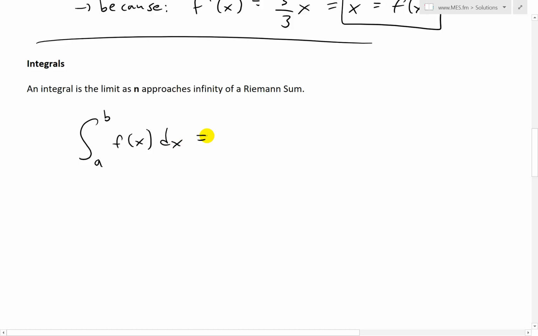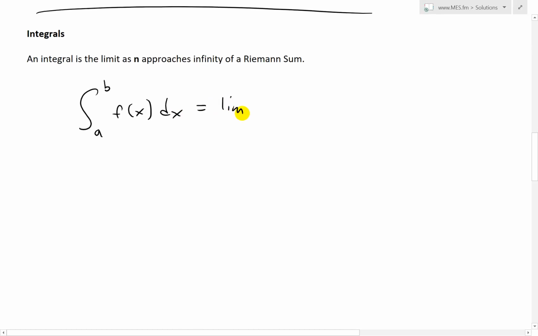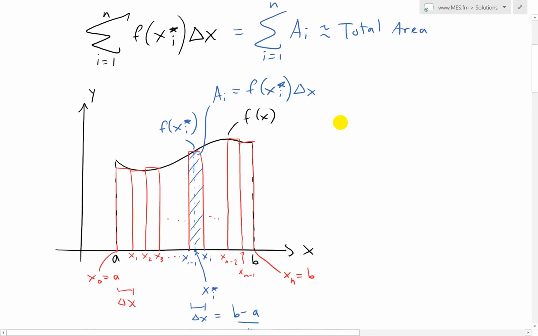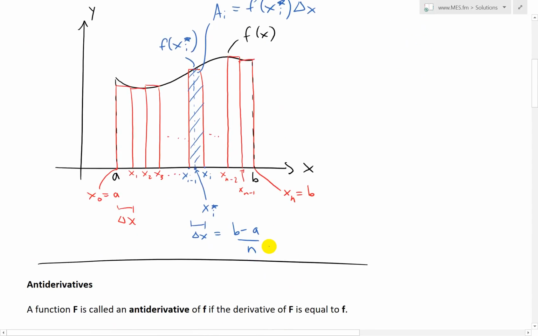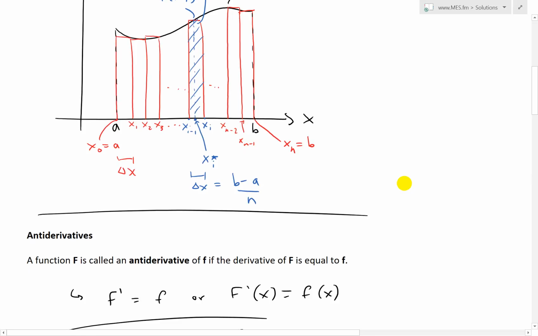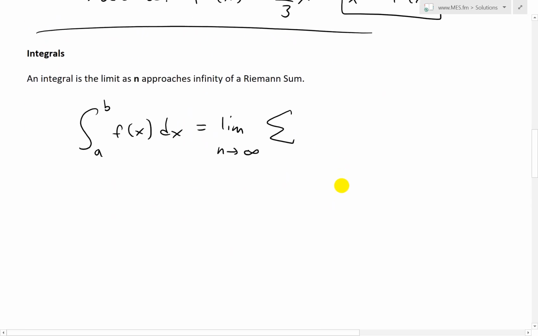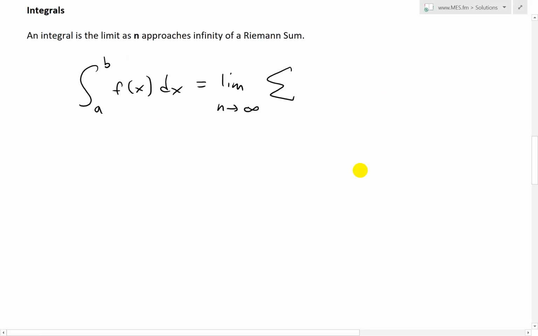This equals the limit as n approaches infinity. So again, you have an infinitely many number of rectangles. And since you're dividing by n, an infinite amount of rectangles, then you're going to have an infinitely small delta x to fit in this infinite number of rectangles. Again, make sure to watch my earlier videos on integrals and Riemann sums, in the video links below.